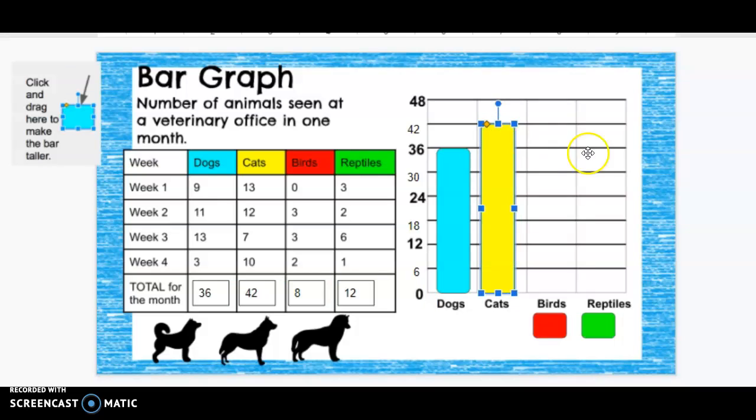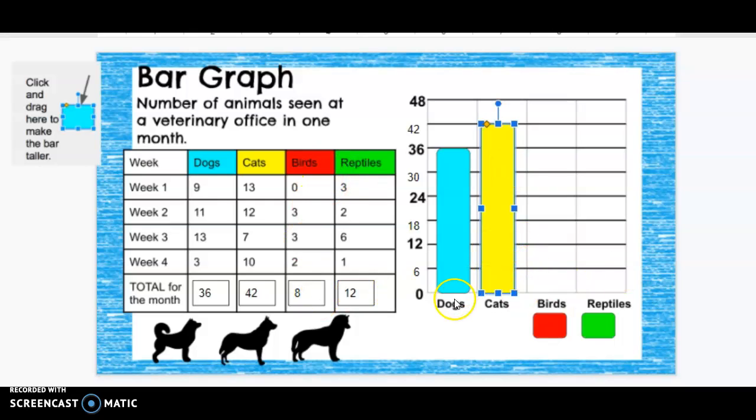And how did I get 42? Well, this is counting by increments of 6. So 0, 6, 12, 18. So to get 42, I did 36 plus 6. 36, 37, 38, 39, 40, 41, 42. That's how I got 42 there.